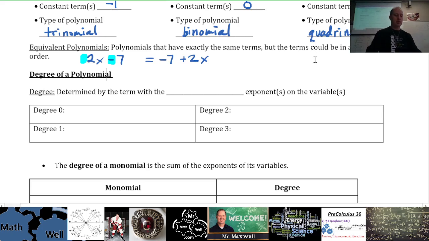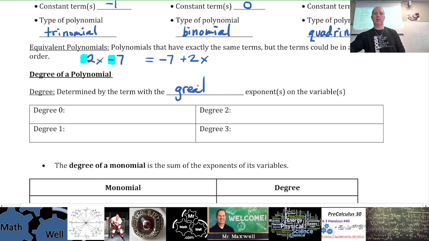The degree of a polynomial is determined by the term with the greatest exponent on the variable or variables. So we are now really concerned about the exponents to determine the degree of the polynomial.